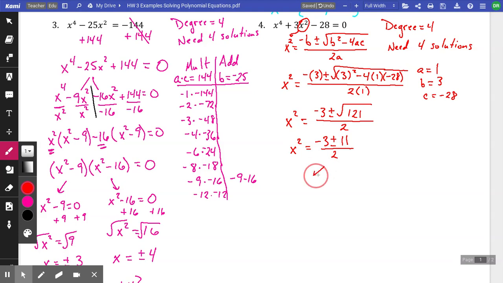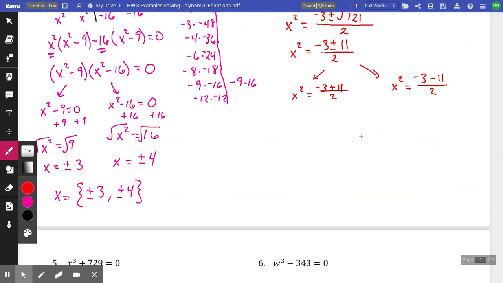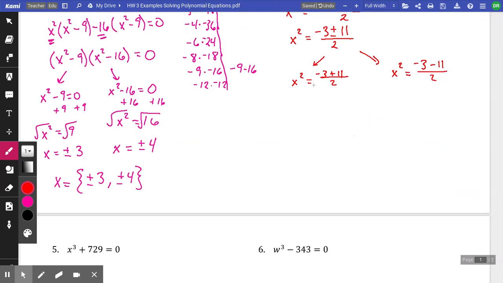So this is going to lead us to x squared equals negative 3 plus 11 over 2, as well as x squared equals negative 3 minus 11 over 2. Okay, and so to get our 4 solutions, 2 of them are going to come from this equation that has x squared. 2 more will come from this equation where we have x squared. So let's simplify a little bit more.